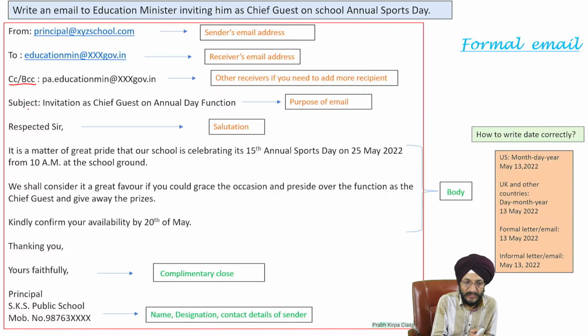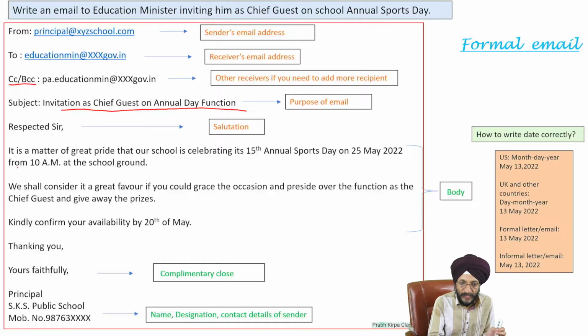Then you will mention the purpose of the email, that is the subject: invitation as chief guest on annual day function or annual sports day. As you are writing to a very senior dignitary, you will mention the salutation as respected sir. Then you will write the body of the email like this: it is a matter of great pride that our school is celebrating its 15th annual sports day on 25th May 2022 from 10 a.m. onwards at the school ground.